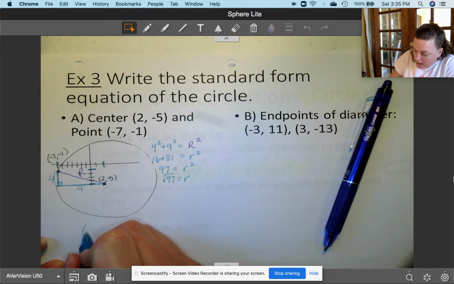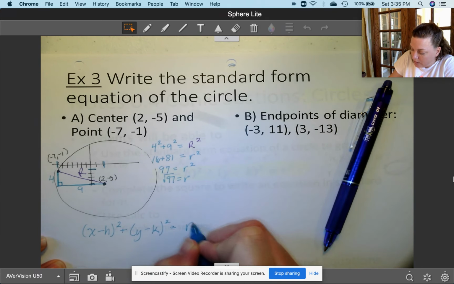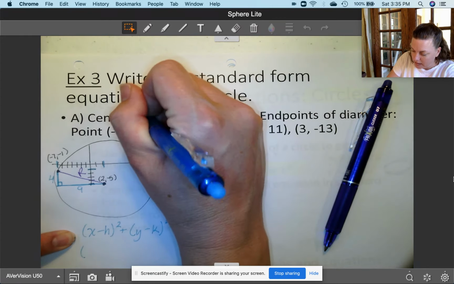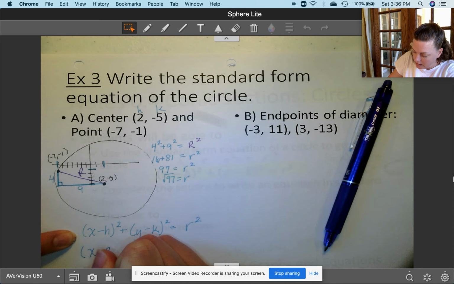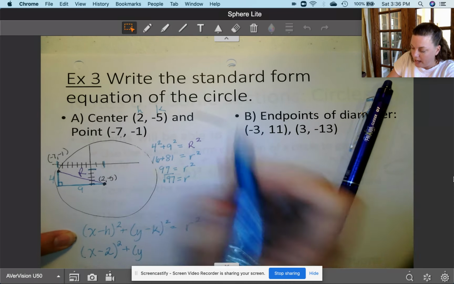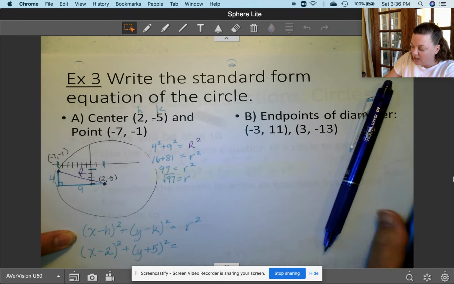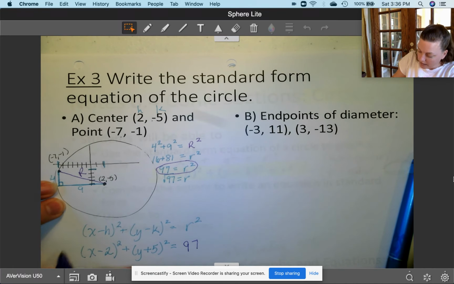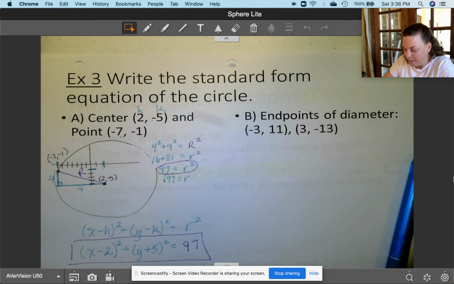I know my standard form model, (x minus h) quantity squared plus (y minus k) quantity squared equals the radius squared. And I happen to know that my center is the h value and the k value. So I have (x minus 2) quantity squared plus (y minus a negative 5). Minus a negative 5 becomes plus 5. And then r squared, well, r squared is right here. It's 97. All right. So there's our model. I hope I did that math right. I think I did. Looks good. An ugly number, but it works.